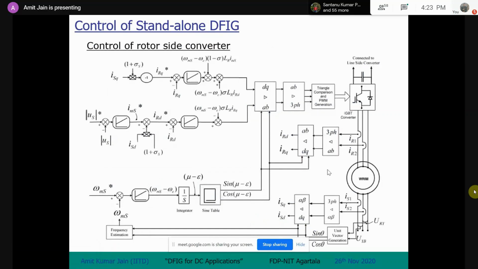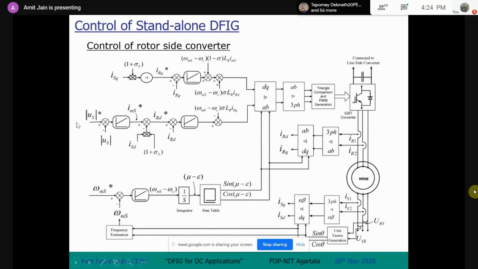So you can see the comparison with what we did there. Here you have to have an AC. I'm talking about the standalone DFIG AC system. We have to maintain the three-phase voltage, right? Three-phase voltage at a certain frequency.